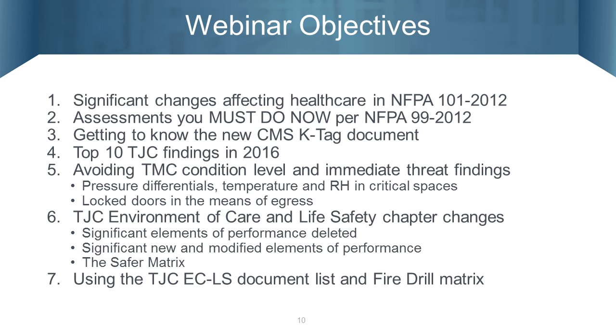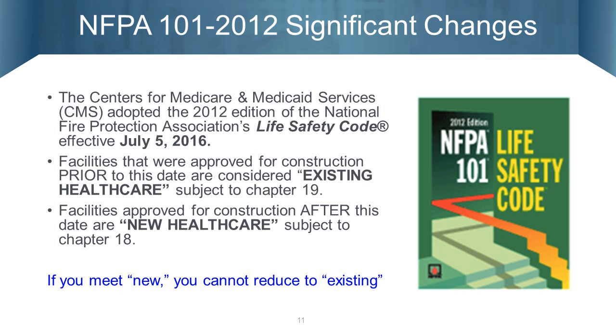We're going to look at top 10 Joint Commission findings very quickly, and then spend a little bit of time talking about some of the condition level and immediate threat to life findings that Joint has had in the past year or so. And then some of the changes in the environmental care and life safety chapters, both elements of performance that were deleted as well as new ones. We'll talk just briefly about the SAFER matrix, and then look at the environmental care life safety document list and fire drill matrix, and talk about that just a little bit.